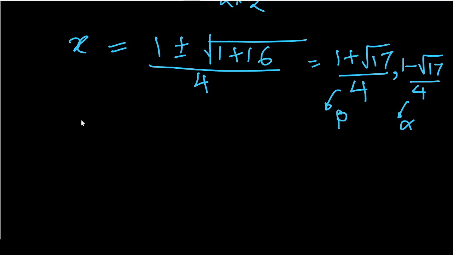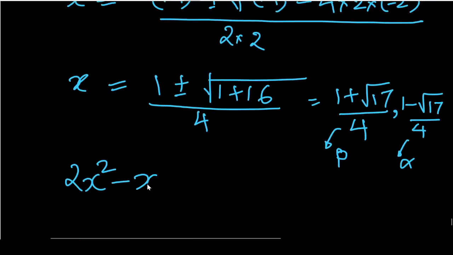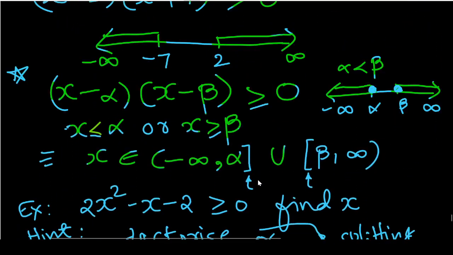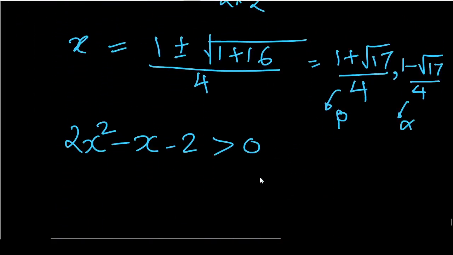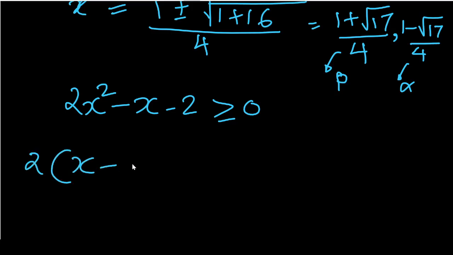So this quadratic 2x square minus x minus 2 greater than 0, okay, greater than equal to 0, is factorized as what? It is factorized as 2, I will take out x minus alpha, x minus beta greater than equal to 0.